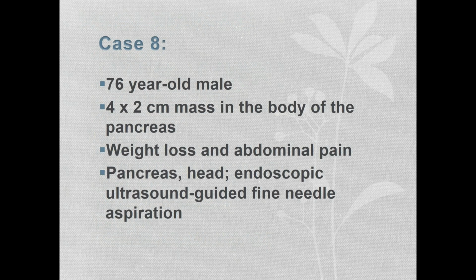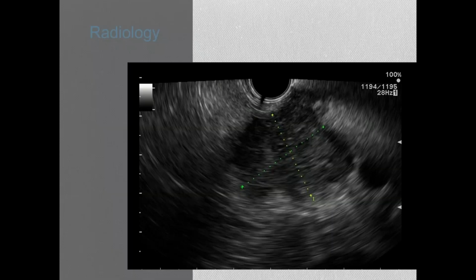Case number 8 is a 76-year-old male with a 4 by 2 centimeter mass in the body of the pancreas, experiencing weight loss and abdominal pain. This is the endoscopic ultrasound guided lesion, which you can see is somewhat lobulated in appearance.